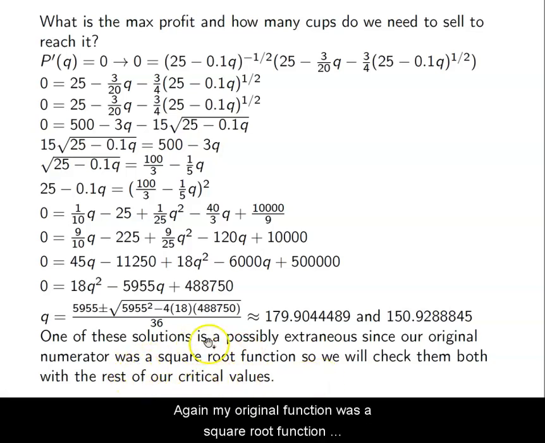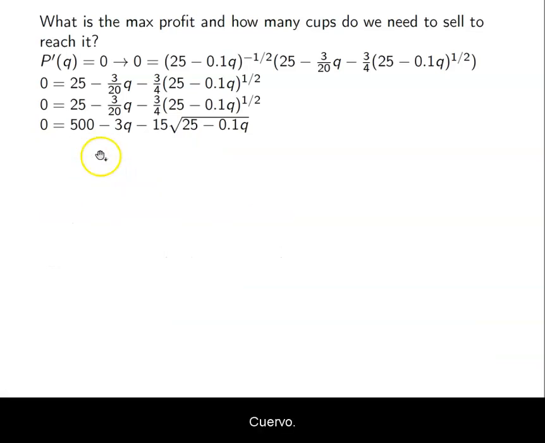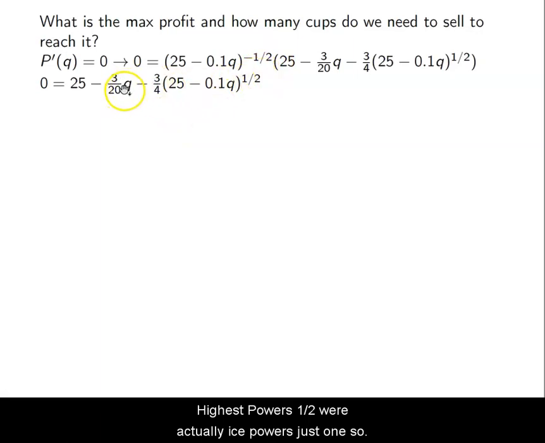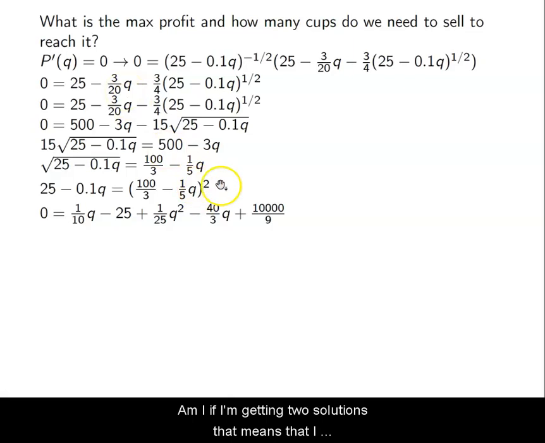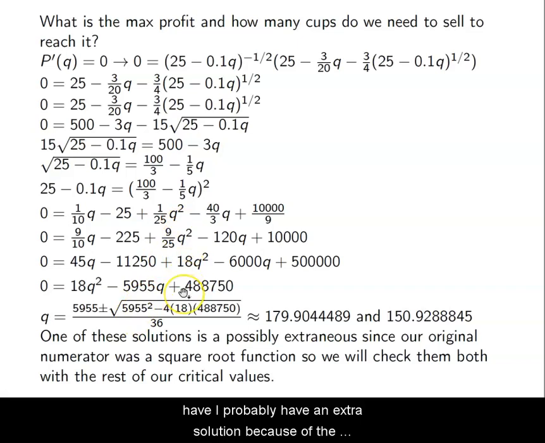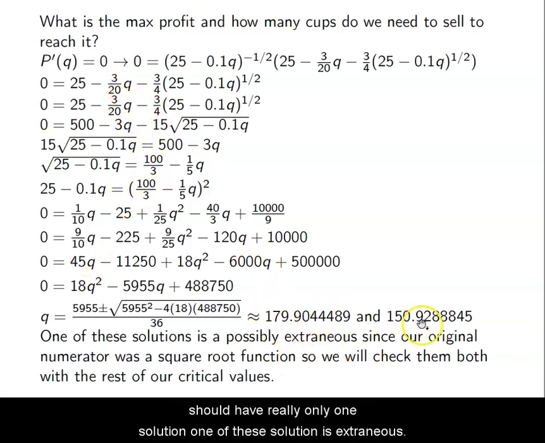So again, my original function was a square root function, right? Which means I really should have only one solution to this square root problem that I have here. Okay, highest power is 1/2, or actually highest power is just 1. So if I'm getting two solutions, that means that I probably have an extra solution because of the fundamental theorem of algebra, right? Fundamental theorem of algebra, which we covered way back in chapter 1, says that the highest degree of your polynomial tells you how many solutions you have. The highest degree was 1, so I should have really only one solution, which means one of these solutions is extraneous.